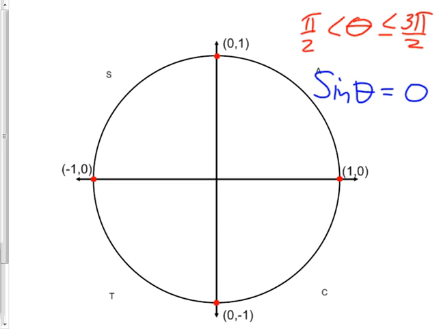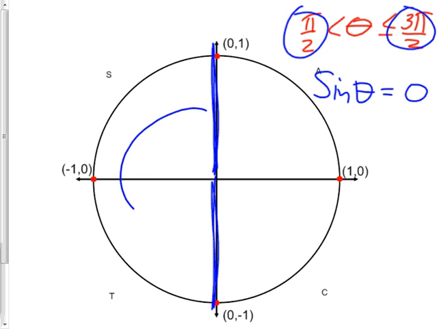All right, let's see how many of you got this mastered. Do you get when I said between this and this, I had to be between here and here? And that means in this zone right there. If I'm in that zone, where is sine equal to 0? Well, sine's the y. So where is y equal to 0? Boom, right there.